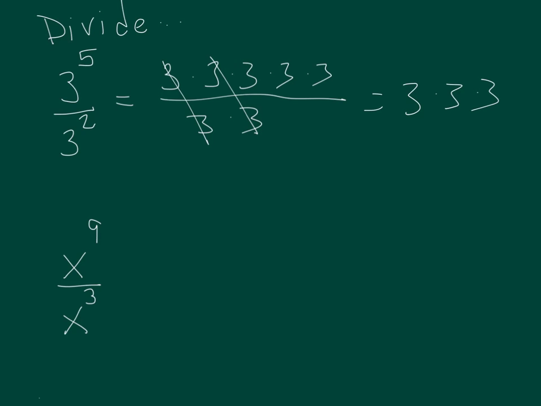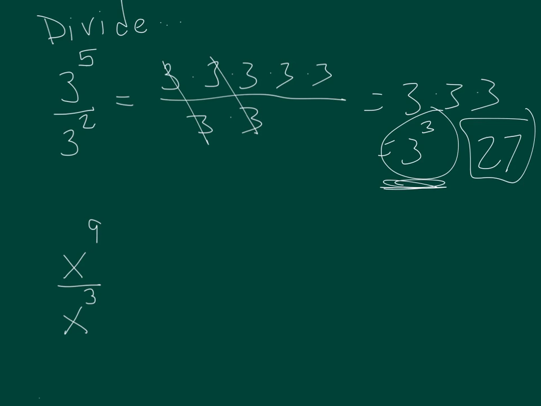So 3 times 3 times 3 is going to give me 3 to the third power. And that would be my simplified answer for the division problem here. To simplify it completely, since we do have numbers, we would actually do the 3 times 3 times 3, which would give you a 27. But that's if they're asking for it to be simplified completely. This would be the simplified using exponents.